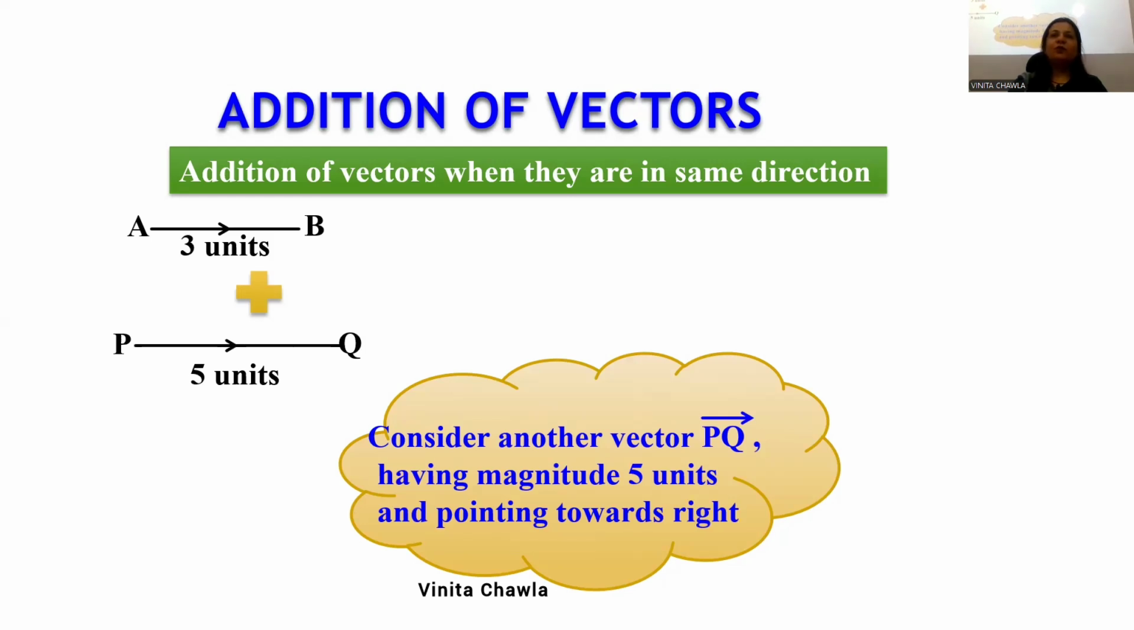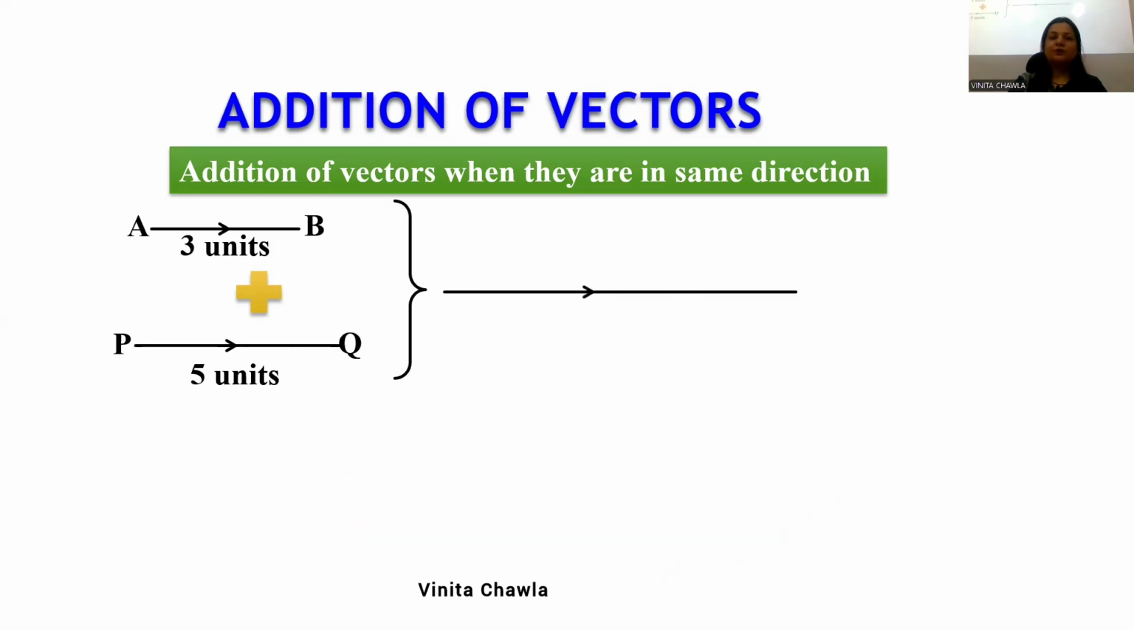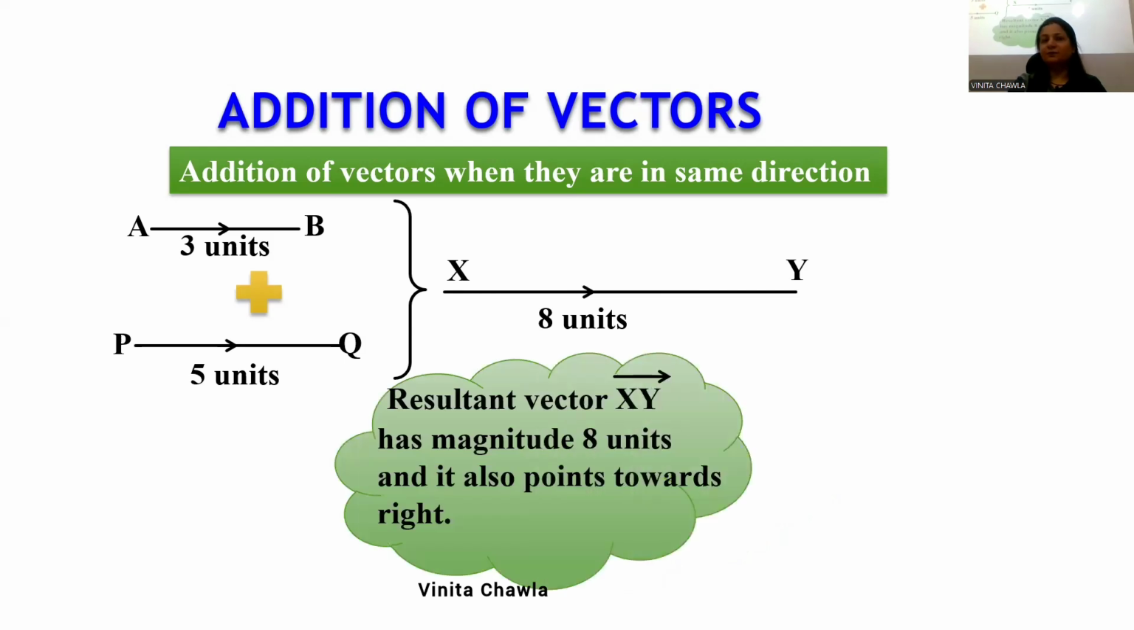So what if we want to add these vectors? How do we add these vectors? We simply add them because they are pointing in the same direction. So we simply add the vectors. Okay, so we get another vector on addition. It's XY and its magnitude is 8 units. This is the resultant vector. And it has the magnitude equal to the sum of the magnitudes of the two vectors and direction is the same as that of the two vectors.